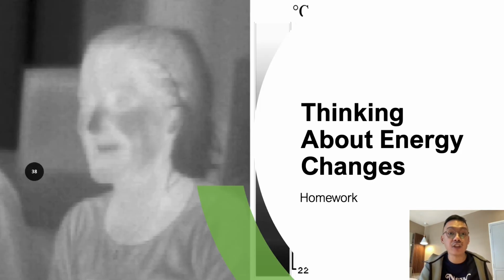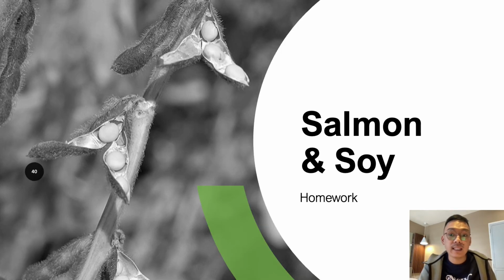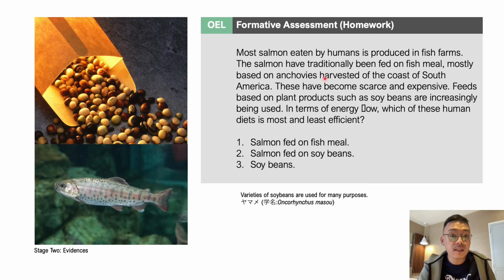Next would be thinking about energy changes, and this is a Naval Academy player playing basketball. What is the final form of energy that is required to shoot a basketball? And lastly, we have salmon and soy. This is a formative assessment that is looking at the feeds, or plant products, that are being introduced to salmon, and they are increasingly being used. So, in terms of energy flow, which of these diets is the most efficient? The students will be able to look at these particular choices and explain their reason.